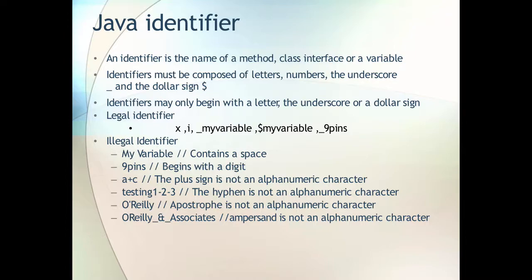So some examples: my variable, because it contains a space, wouldn't be valid. The next one, 9pins, because it starts with a number. Now for A+C, it has a character in the middle that's not acceptable. Testing-1-2-3, an unacceptable hyphen, another unacceptable character, and the ampersand, which is not acceptable.